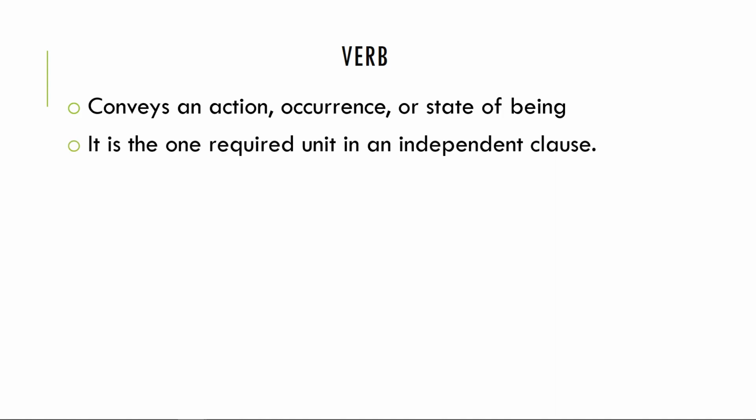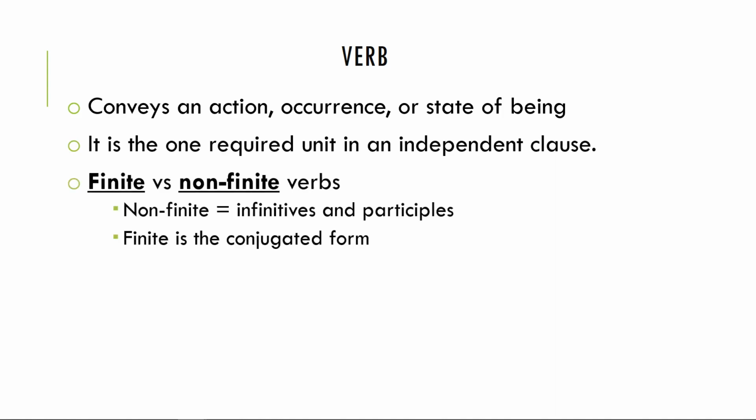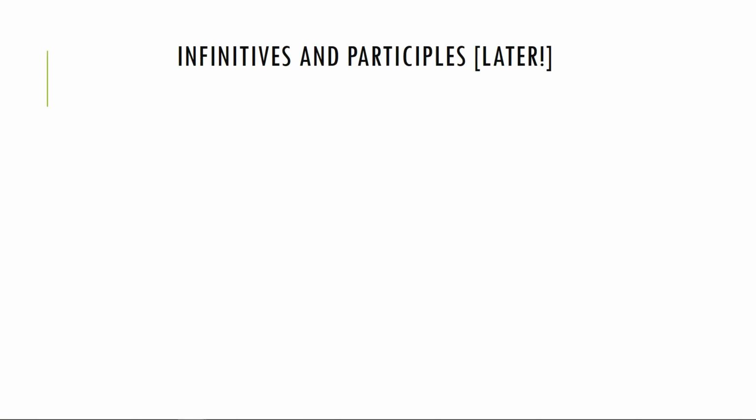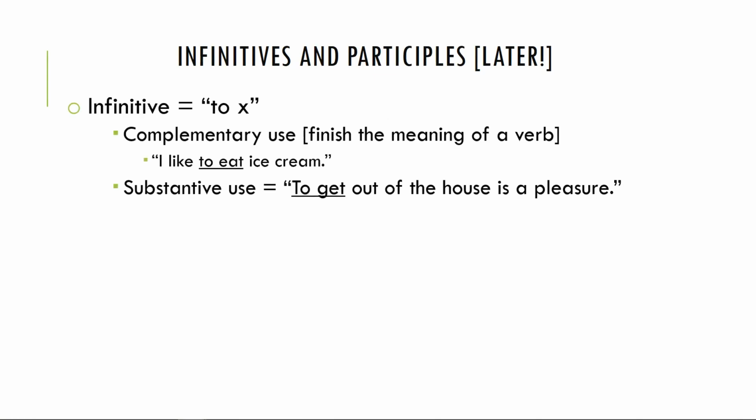But the first division we're going to talk about is the difference between what we call a finite verb and a non-finite verb. So a non-finite verb is an infinitive or a participle. We're going to deal with infinitives and participles quite a bit later. We're going to deal with finite verbs first. Finite verbs are what we call the conjugated form. So just so you know, the infinitive is the "to x" form of the verb.